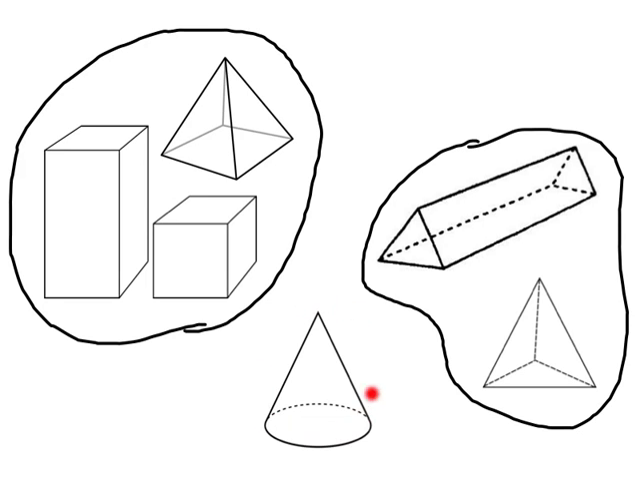And our cone here does not fit with any of these two groups that we circled because the cone does not have a square base like these ones over here do, and it does not have a triangular base like these two shapes over here do. Of course, it has a circular base.